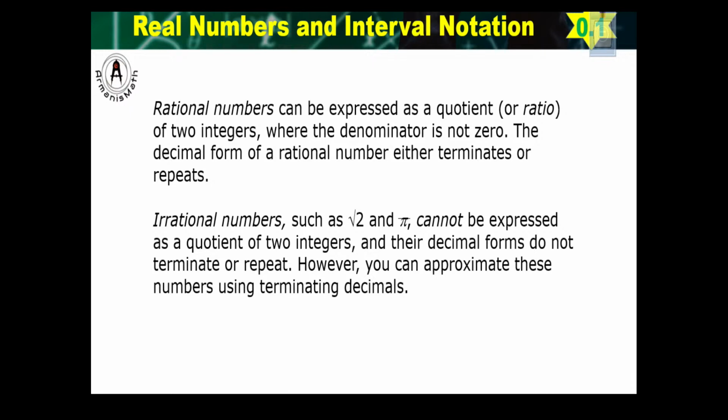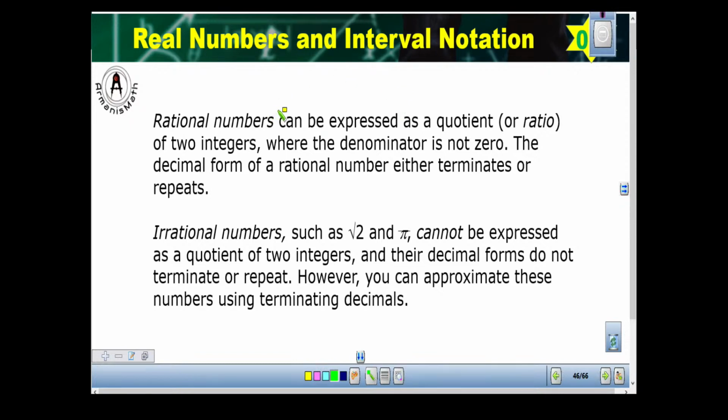What are rational numbers? Rational numbers can be expressed as a quotient or ratio, a division, a fraction, of 2 integers, where the denominator is not 0, and the decimal of the rational number either terminates or repeats. That's what defines a rational number. Terminating means like the first example we had in the warm-up, 2.5. It terminates, and you stop. It's no more. Or it repeats, like 10 over 3, as we said: 3.33, and then you keep going. This is called rational numbers.